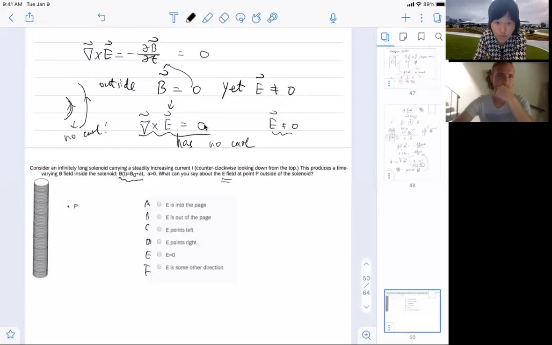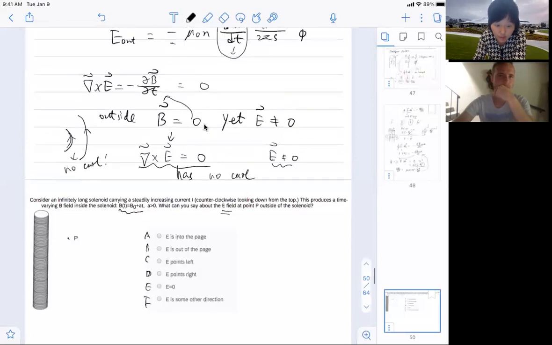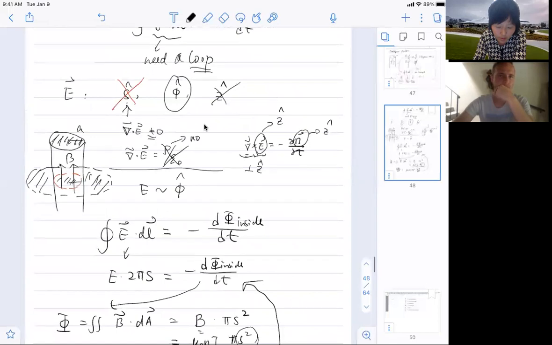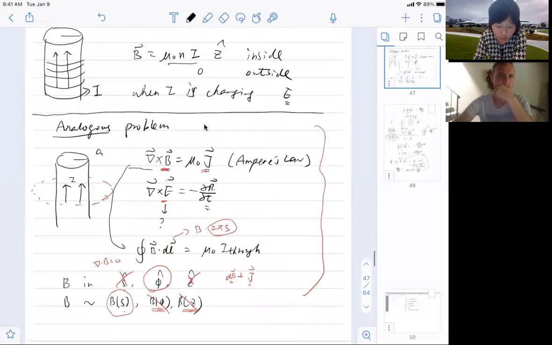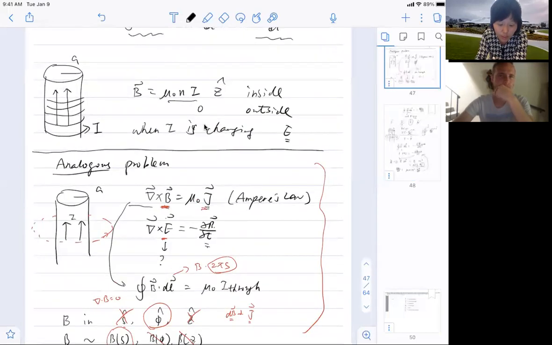Okay, Jennifer asked about the diagram. I'm going to show you the diagram. Do you mean this diagram? For my solenoid, my current is running in the phi hat direction, so my B is pointing up, right? This is for a B pointing up. And for an analogous problem where current is running in the Z direction, it is also pointing up, right?